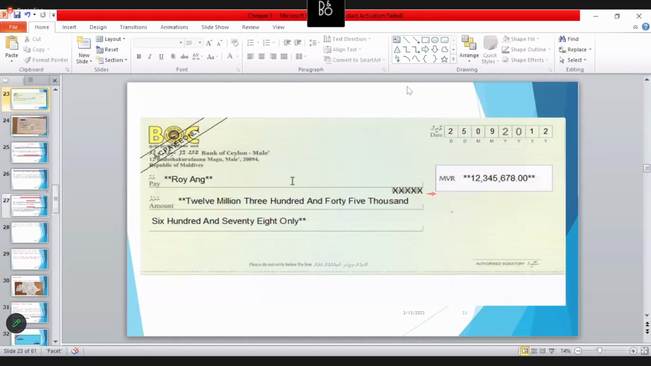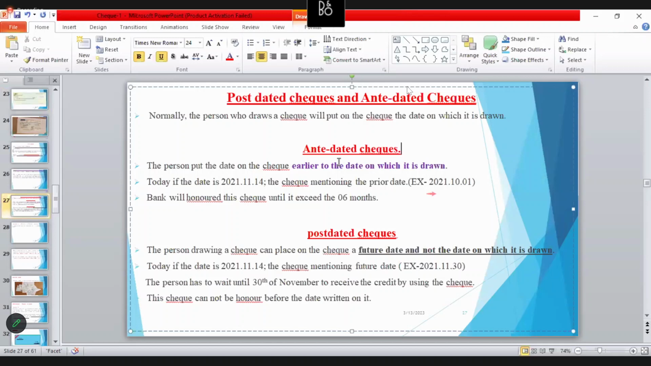See there, what is a post-dated and antedated check? See, first the antedated check. Antedated: the person puts a date on the check earlier than the date on which it was drawn. For example, if you think that today's date is 2021 November 30, then the check is dated 2021 October 1. It is an earlier date. Today is today, but they put the date before, an earlier date. For example, today, what is the date? 13th of March, right? If today is the 13th of March, then I put the 1st of March.